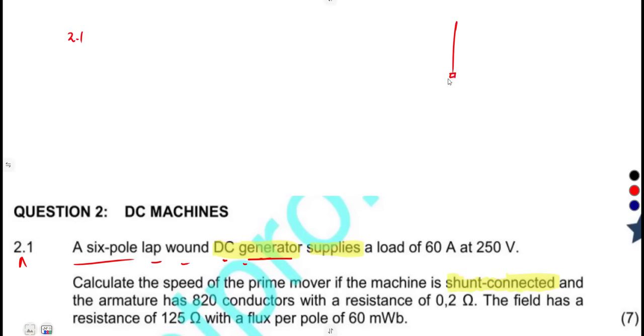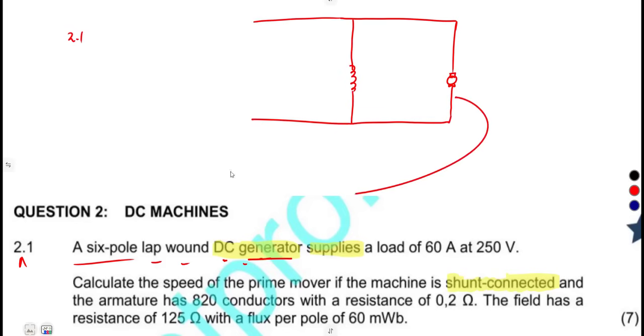This is our generator with the armature resistance and so on. Since it's a shunt, this is a parallel connection, all right? So that's supplying the current to the load. You can even start with this on this end. It's not a problem as long as you understand what you're doing, all right?